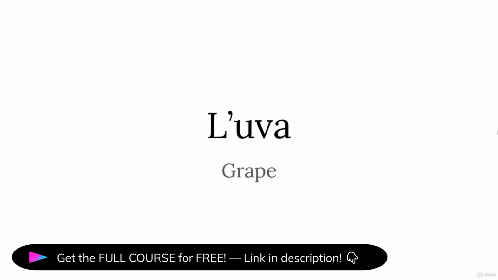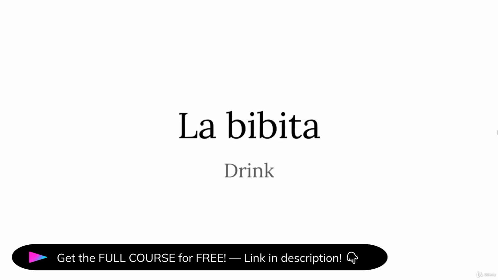The grape, l'uva. And that's feminine as well. The article would actually be la, but since the word begins with a vowel, you delete the A and you put an apostrophe. La uva becomes l'uva. Okay? Perfect. Then we have the drink, la bibita.